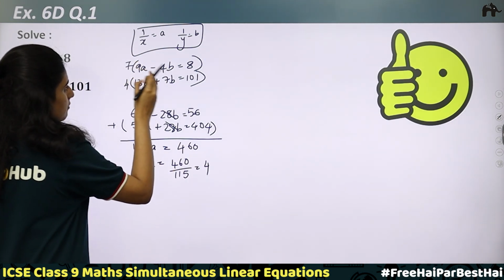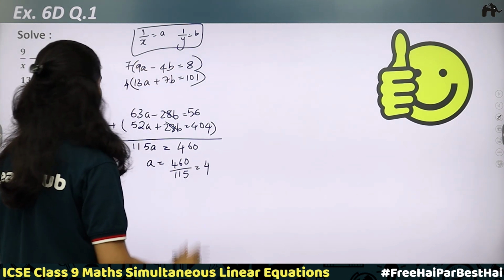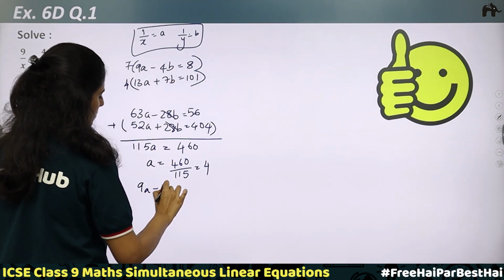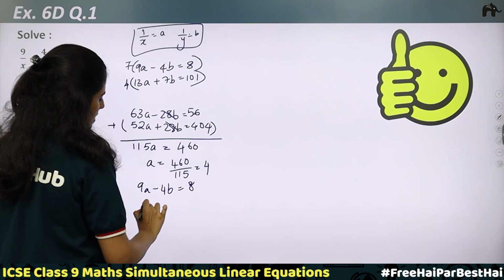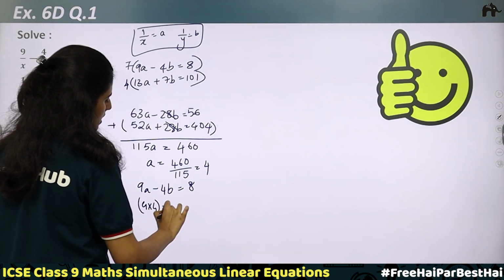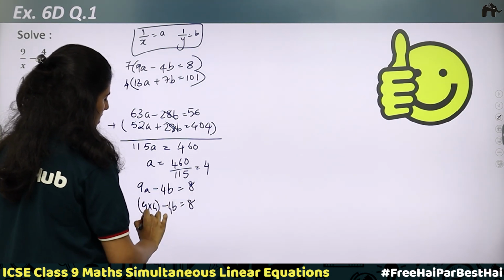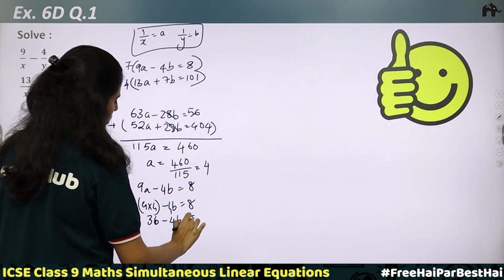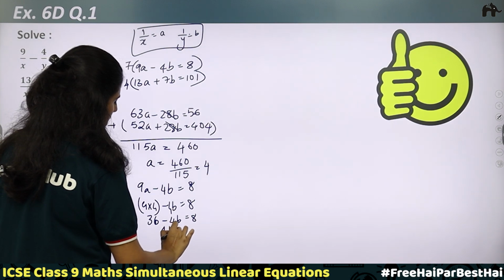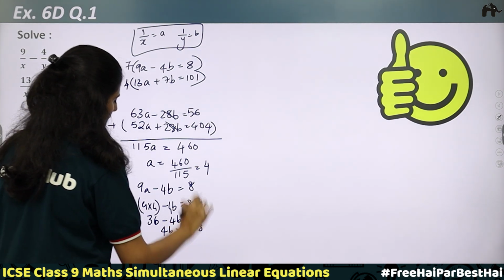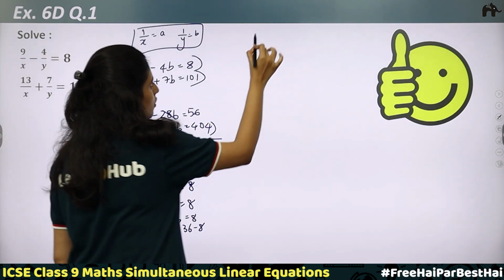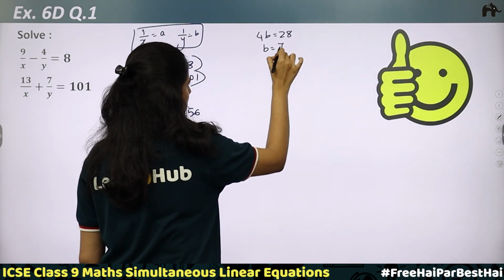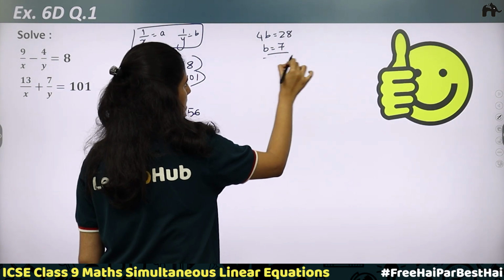Now substitute either in first equation or the second equation. 9a minus 4b is equal to 8. Okay, that is 9 into 4 minus 4b is equal to 8. 36 minus 4b is equal to 8, or 4b is equal to 36 minus 8. You will be getting 28. 4b is equal to 28, b is equal to 28 by 4, which is 7.